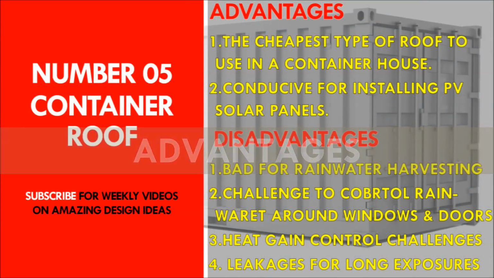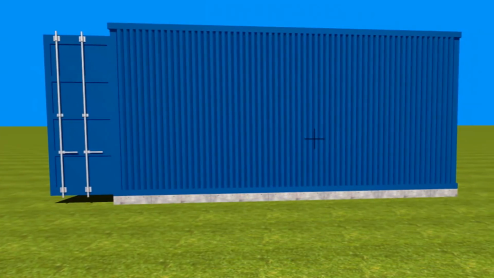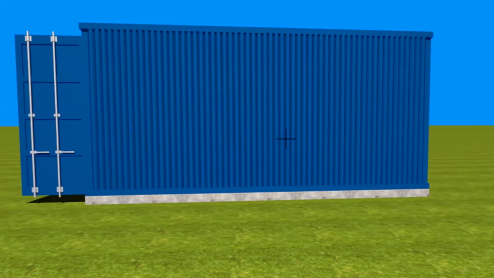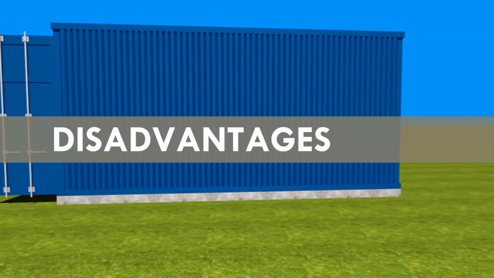One, this is the cheapest type of roof to use in a shipping container, and the answer is obvious. It's because you are not adding anything on the original state of your shipping container. Secondly, it is also conducive for installing photovoltaic solar panels. What are the disadvantages of using a container roof?